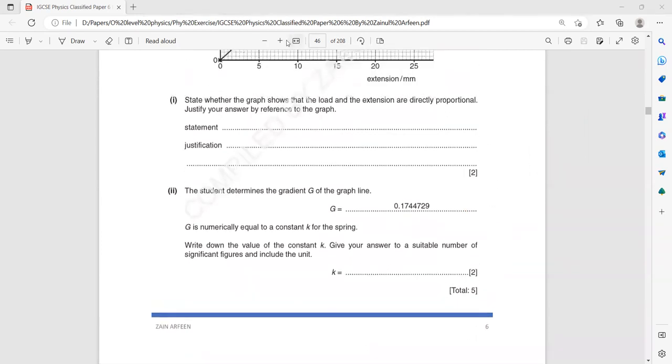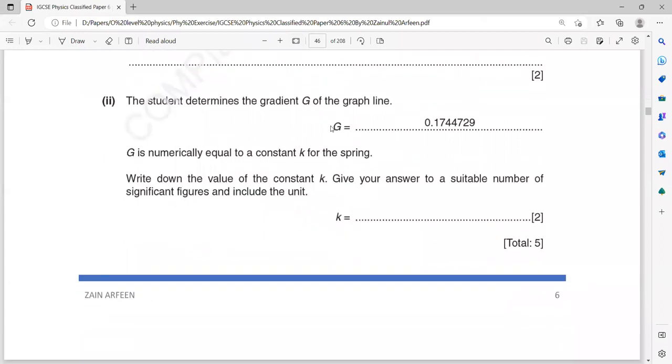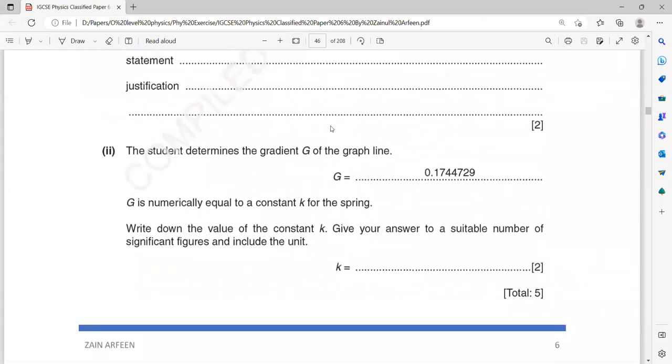Then the student determines the gradient and got the gradient to be 0.1744729. They said the value of the gradient is numerically equal to k, the spring constant. Whenever you are writing the value, you should always use three significant figures. So the gradient is equal to k. What is the value of the gradient? That will be the same as k, but we will not write it in full. We will just write three significant figures, so we write 0.174.